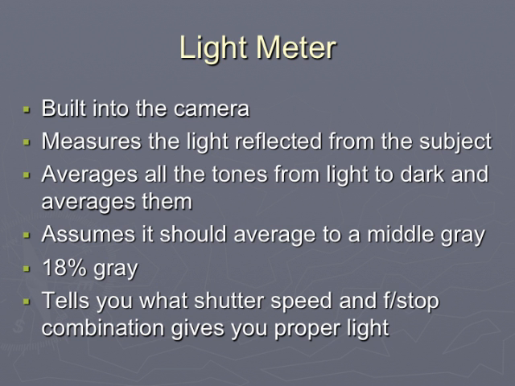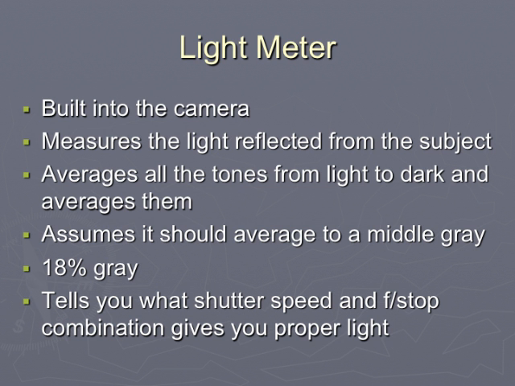So what's it doing? Well, it's taking a look at the light being reflected from the subjects. You know, the lights, the darks, the middle tones, all those things are bouncing back toward the camera lens when we're getting ready to take the picture. And it takes all of those tones and averages them together and makes an assumption. It assumes that, okay, well, if I take and average all the light tones and all the dark tones and all the middle tones together, that middle gray should be the proper exposure for the picture. So it's measuring that and making that assumption that on average, that middle gray means that it's getting proper exposure. And then it tells you what shutter speed and f-stop combination will give you the proper light for taking your photographs.